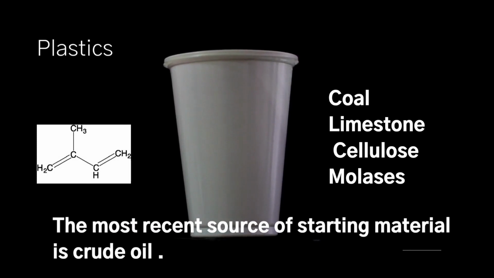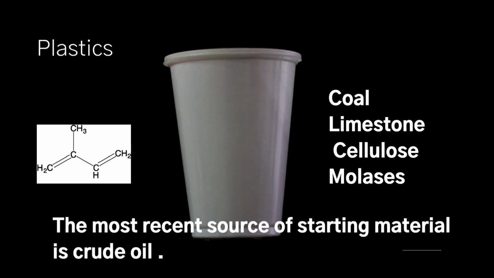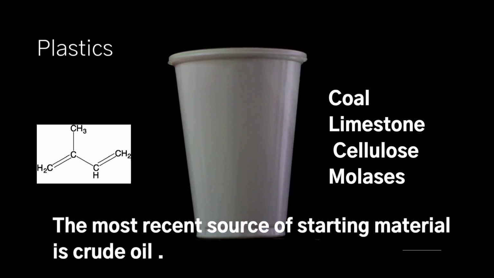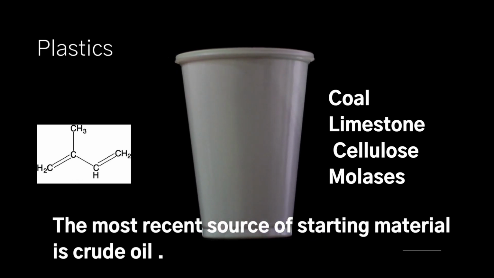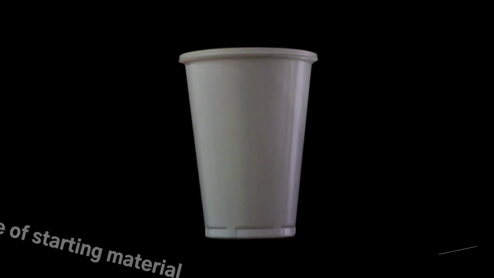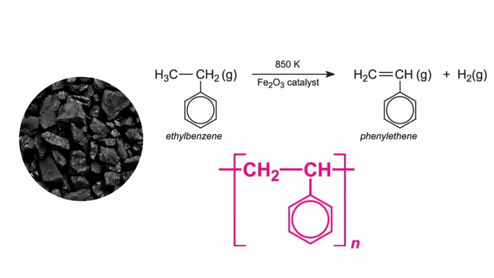Initially, they were made from coal, limestone, cellulose, molasses, okay? And of course, they were made from latex, is it not? That whitish liquid obtained from trees. It contains isoprene. Isoprene is actually 2-methyl-1,3-butadiene, okay? From coal, we obtain benzene.